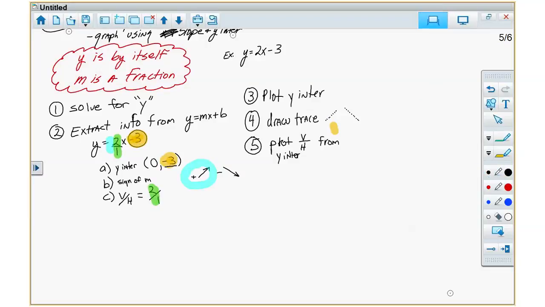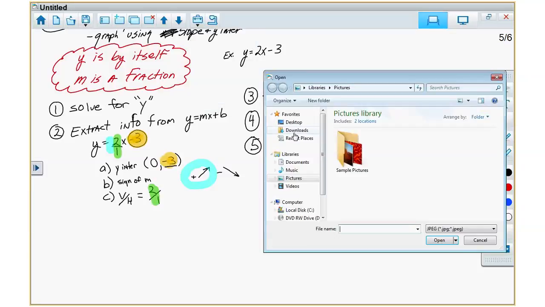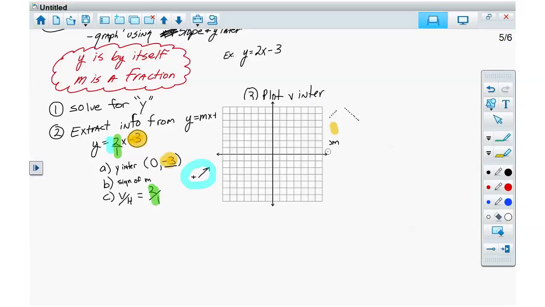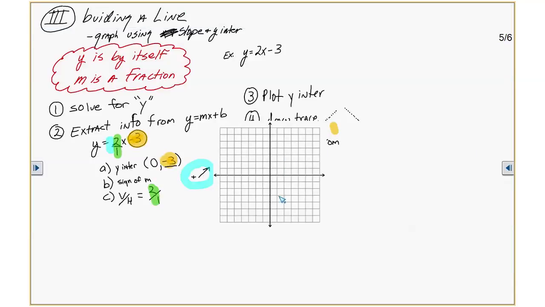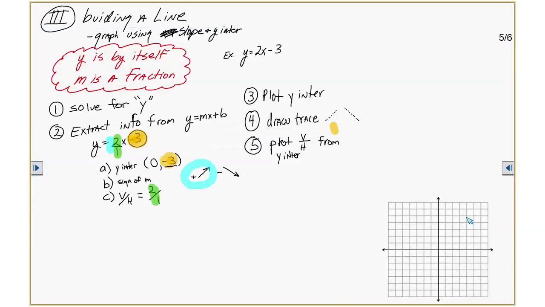So bringing in my handy dandy graph paper. And I'm gonna kind of blow it up a little bit. I'll get it in here.